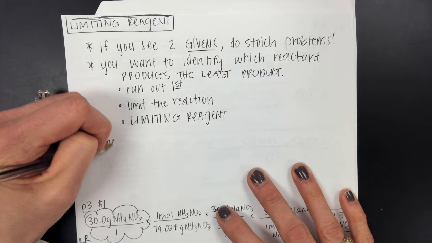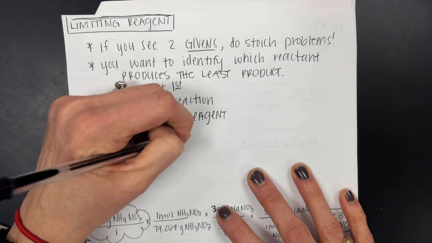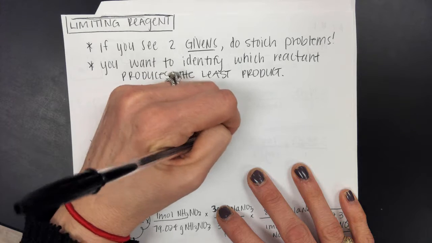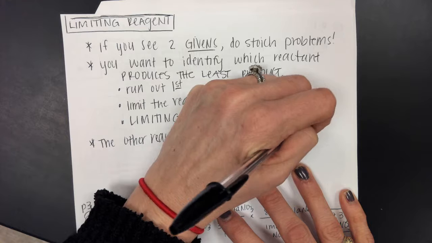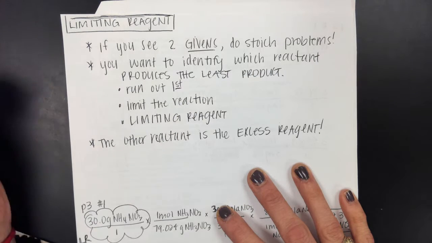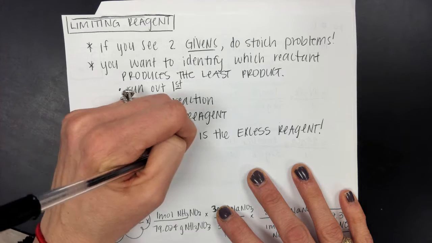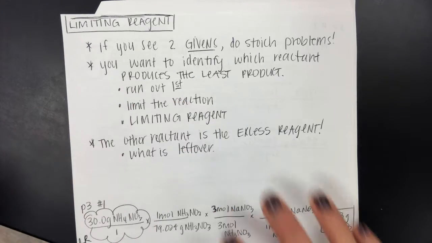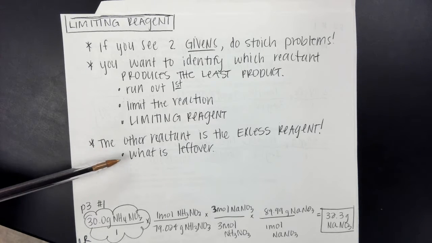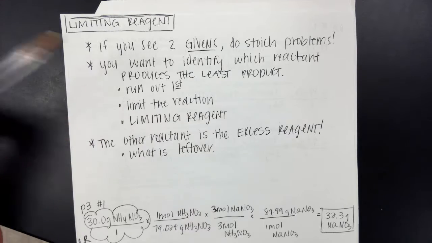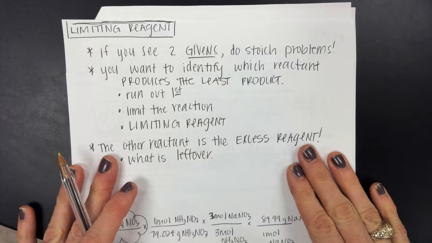Okay, the other reactant is the excess reagent. It is what is left over. So if you were to add more limiting reagent, your reaction could continue since you would have excess reagent left over. Okay, so this is where we stopped today.